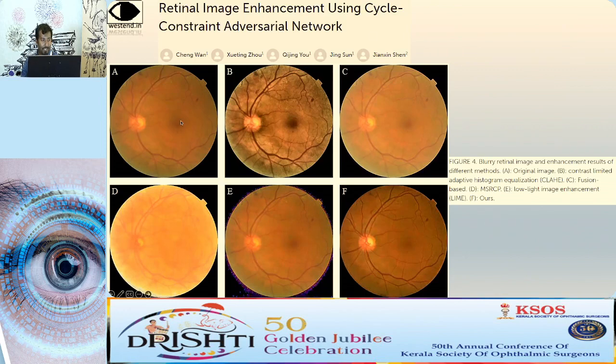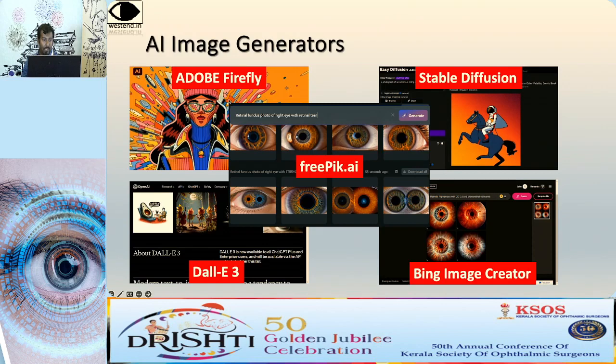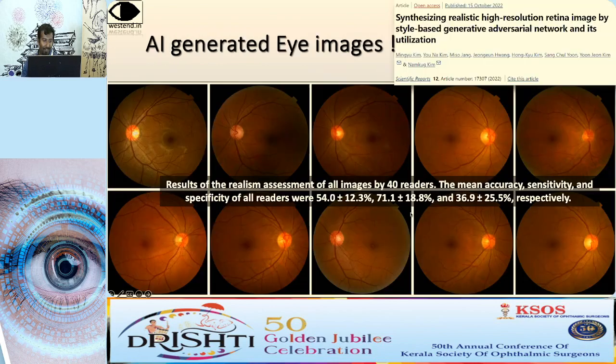And AI can be used to enhance images. So this image can be enhanced with AI image enhancers. It can be enhanced from very bad images to better images. AI can generate images. So these double pupil, multicolor eyes, all generated by AI. You can just tell it what you want and it will generate.